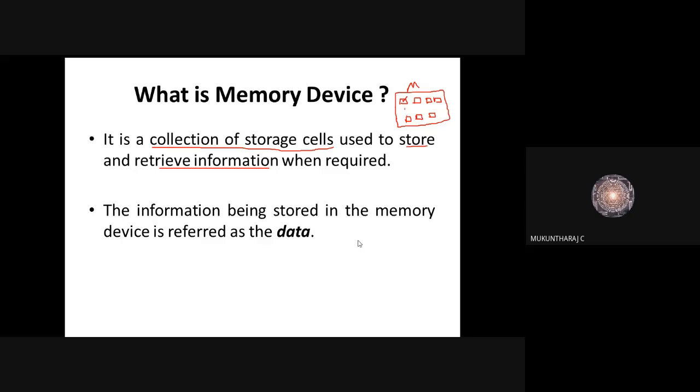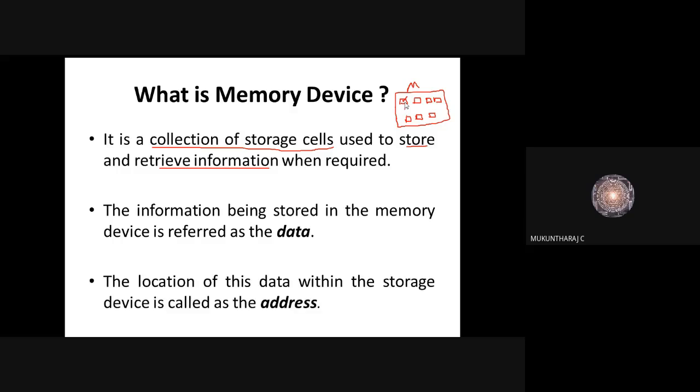Then the information being stored in this memory is referred to as data. That means in each storage cell we are storing zeros and ones, right? Those zeros and ones are nothing but the data or information. Then where are we storing that particular information?